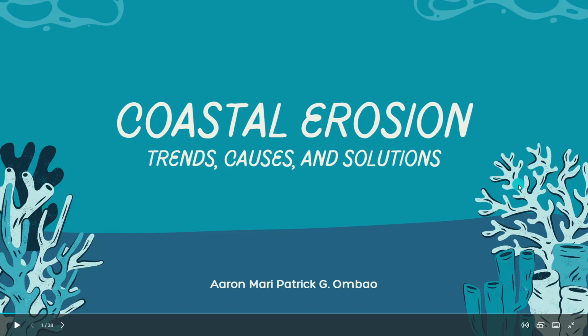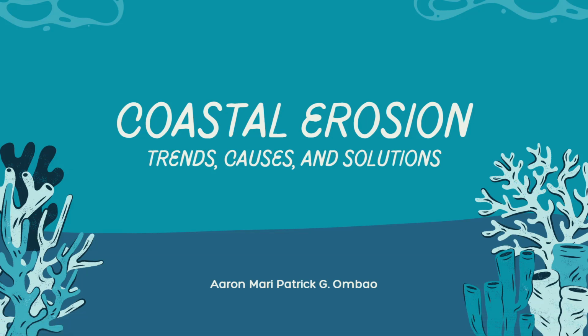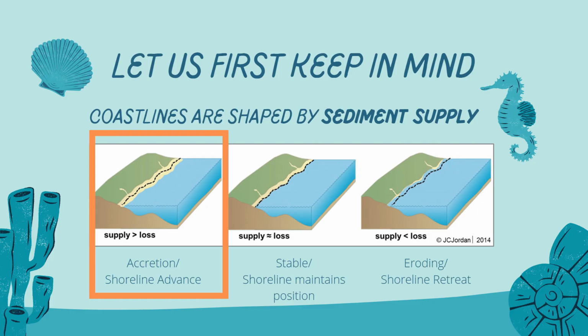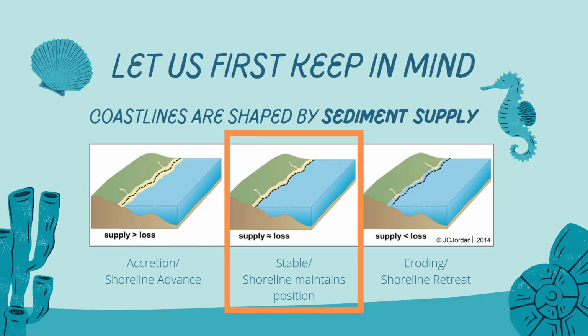Now let's discuss another pressing issue faced by coastlines, namely coastal erosion: the trends, causes, and solutions regarding the issue. Let us first keep in mind that coastlines are shaped by sediment supply. Accretion occurs when the supply of sediment is higher than the loss of sediments, which leads to an advancing shoreline or shoreline advance. A stable beach occurs when the supply and loss of sediments are of the same rates and the shoreline maintains its shape and position.